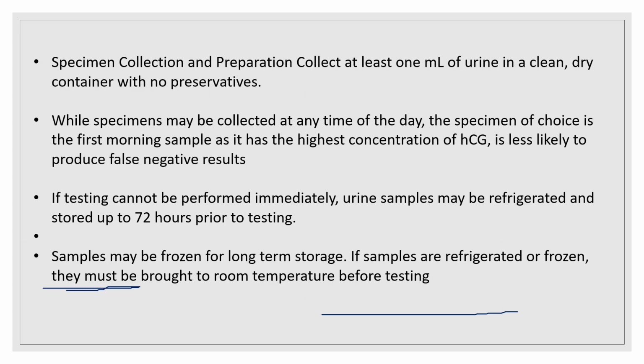Now, what are the rules for specimen collection? Specimen collection: at least 1 ml of urine. It should be collected in a dry, clean container with no preservatives. The specimen can be collected at any time of the day, but the specimen of choice is the first morning sample, as it has the highest concentration of HCG and is less likely to produce a false negative result.